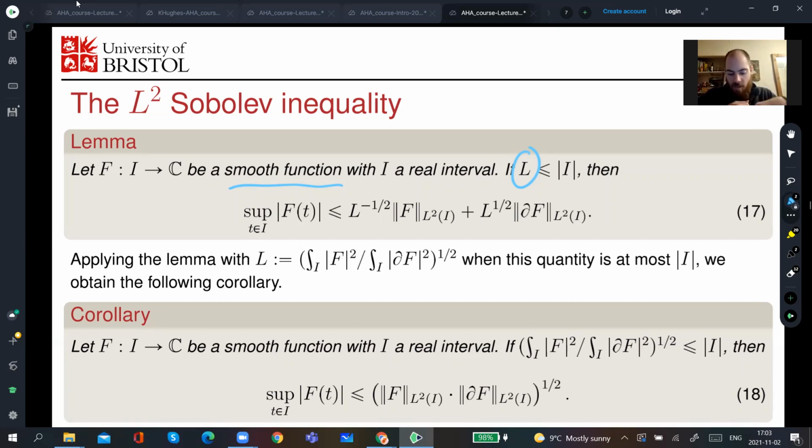You can make this look a little bit nicer by bringing in a geometric mean. Whenever your L, so this condition L being less than or equal to the length of the interval is important. And whenever I can choose L optimally by picking the L2 norm of F divided by the L2 norm of the derivative of F. And assuming that is an acceptable parameter, meaning less than the length of the interval, we actually get the following bound. We get that this above inequality is bounded by the geometric mean of those two summands, right?